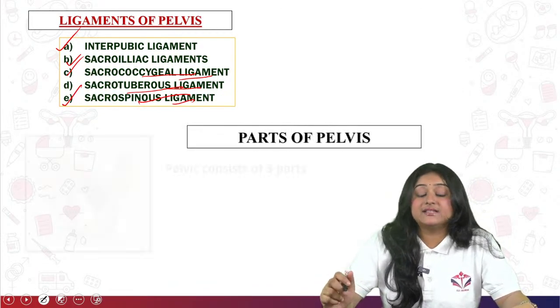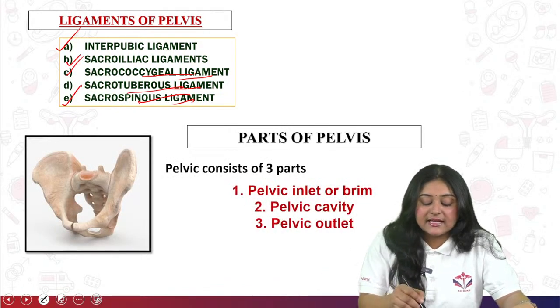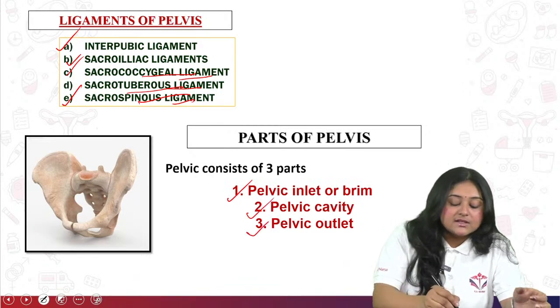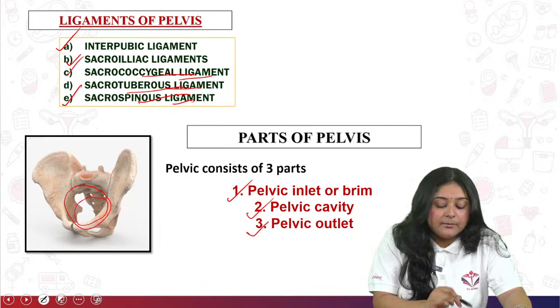Now come to the parts of the pelvis. The pelvis consists of 3 parts. What are the 3 parts? First is the inlet, then the cavity and the outlet. The inlet is the upper portion, the cavity means the middle portion, and the outlet means the lower portion.